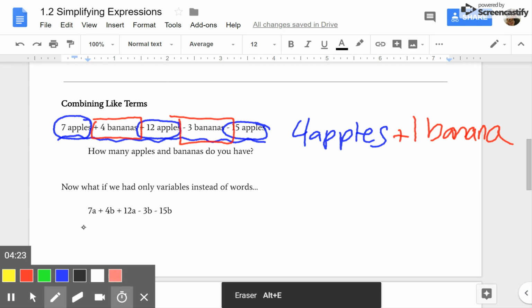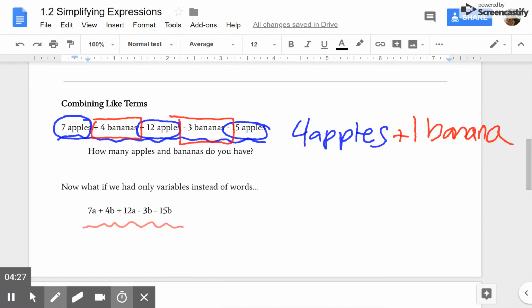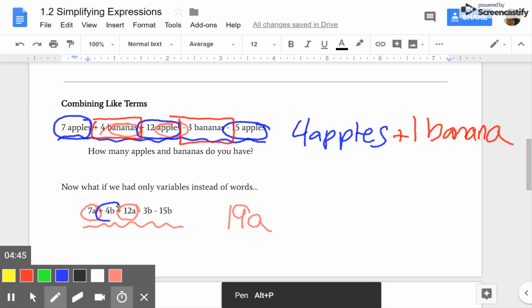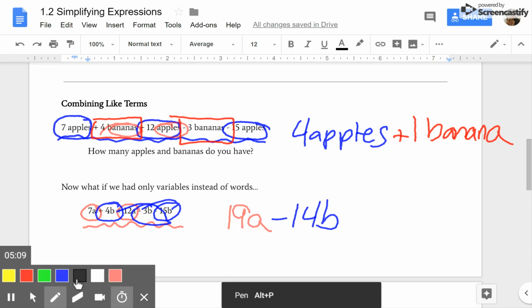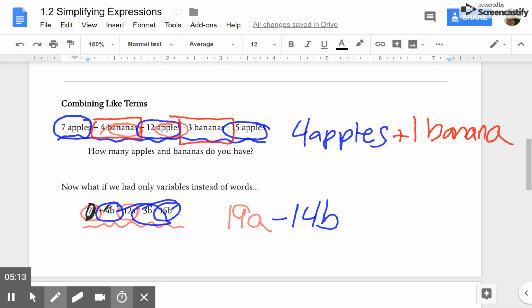So down here is the same example, but instead of using words like bananas and apples, I used variables. So I put the A's together. So 7A plus 12A is 19A. And then I would put my B's together. So 4 minus 3 is 1. And then 15 apples back, so 19 minus 15 would be 4A. So when we're doing this, you only want to put stuff together that is similar. I don't want to put A's with B's or X's with Y's. Only things that have the same letters. And then you put their coefficients, which is the numbers in the front, together.